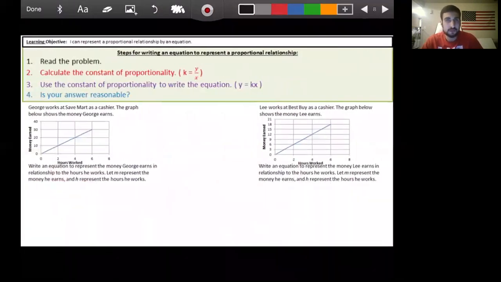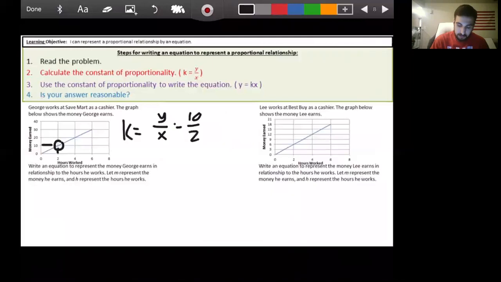So now we're going to move over to graphs. We're going to need to calculate the constant of proportionality first, and then we're going to need to use that to write our equation. So I can pick any point I want on this line. It's straight, it goes to the origin, therefore it does have a constant of proportionality. I'm going to go and pick this point right here just because it's lower and has values. I see that y is 10 and x is 2. So if k is equal to y over x, k is going to be equal to 10 over 2, which is equal to 5. So y is equal to 5x.